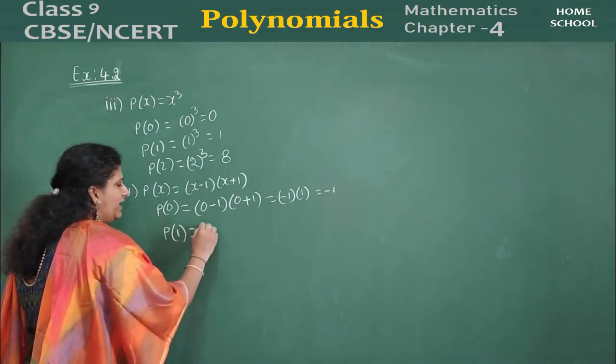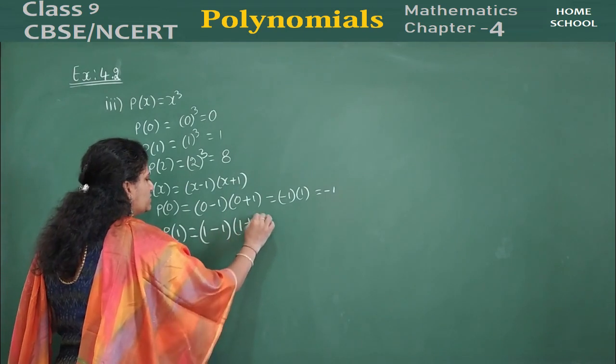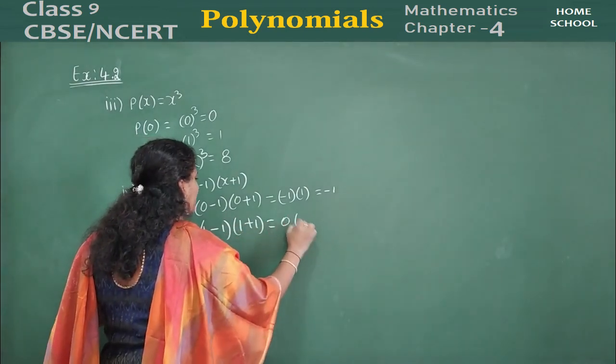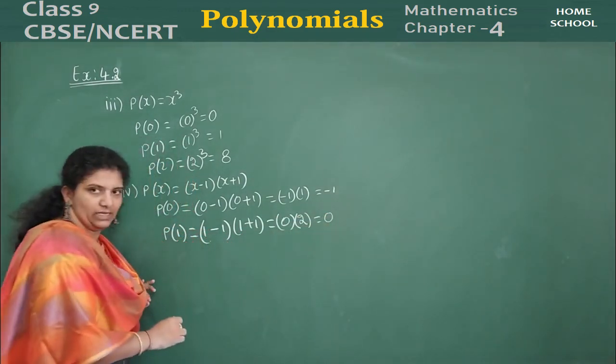Then what is P of 1? Wherever you have x, substitute 1. 1 minus 1 into 1 plus 1. 1 minus 1 will be 0. 1 plus 1 will be 2. 2 into 0, it will be 0.